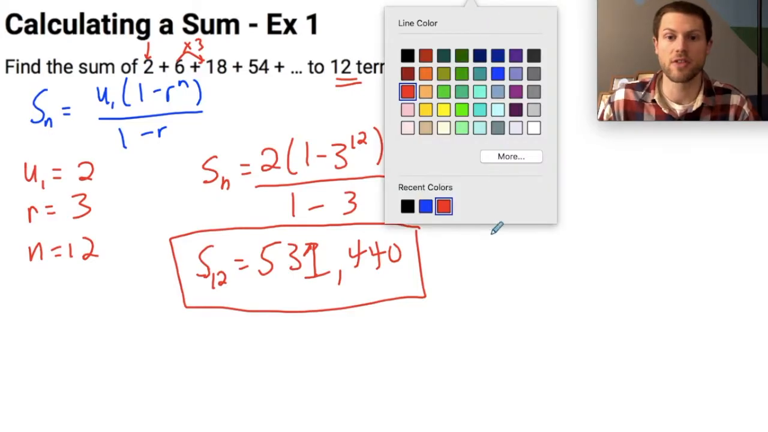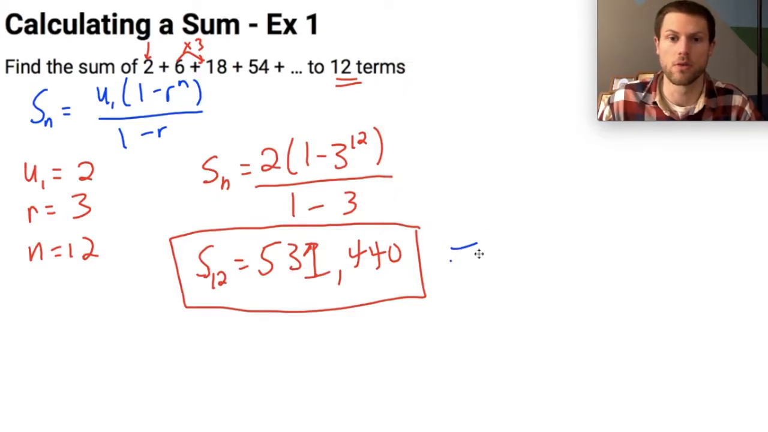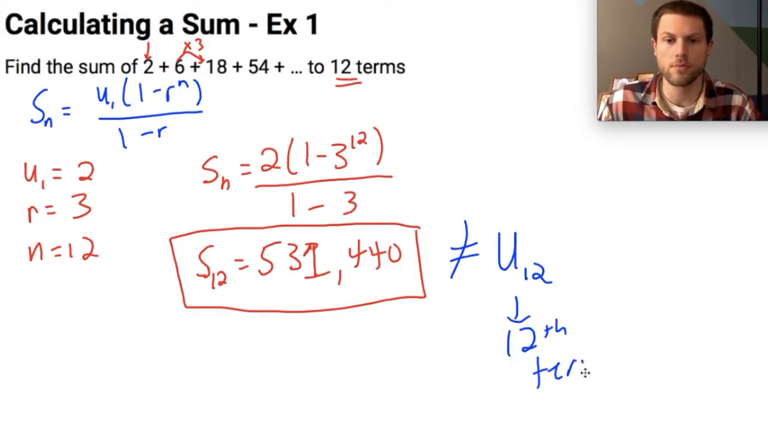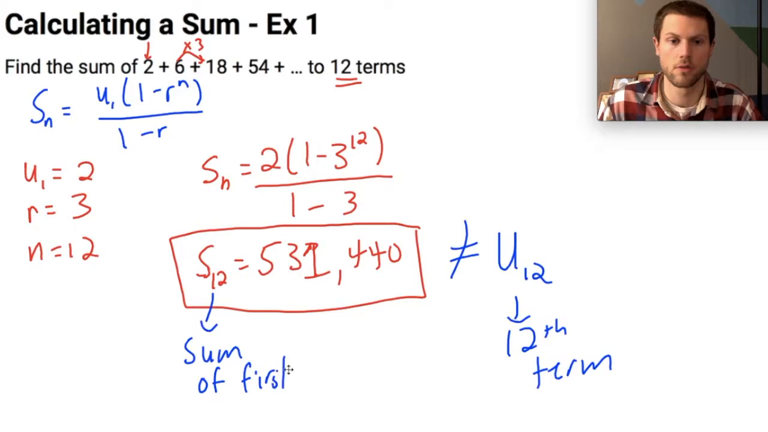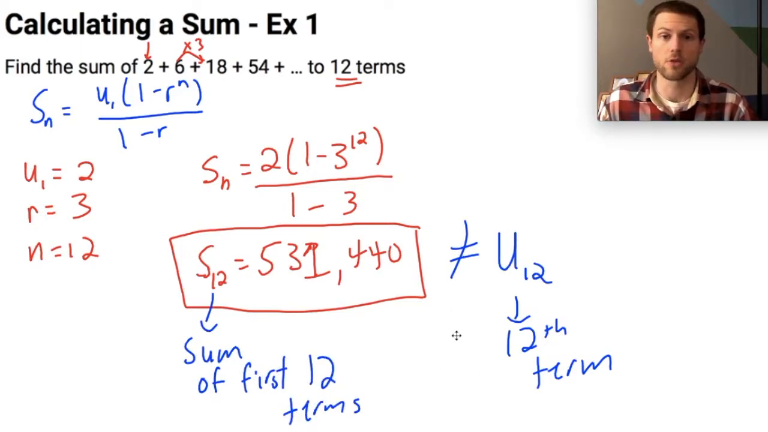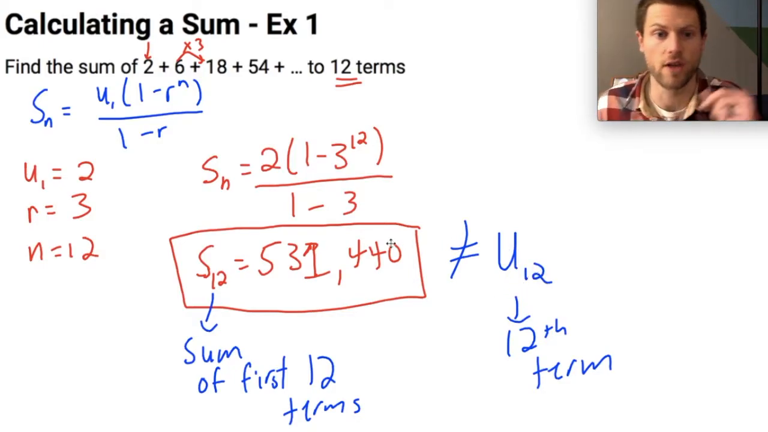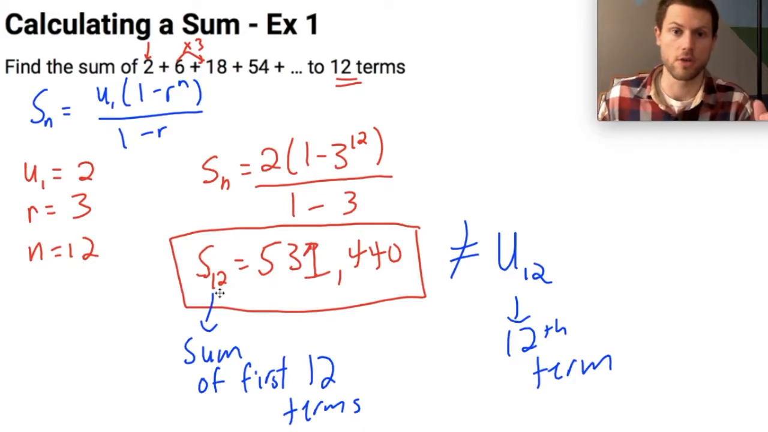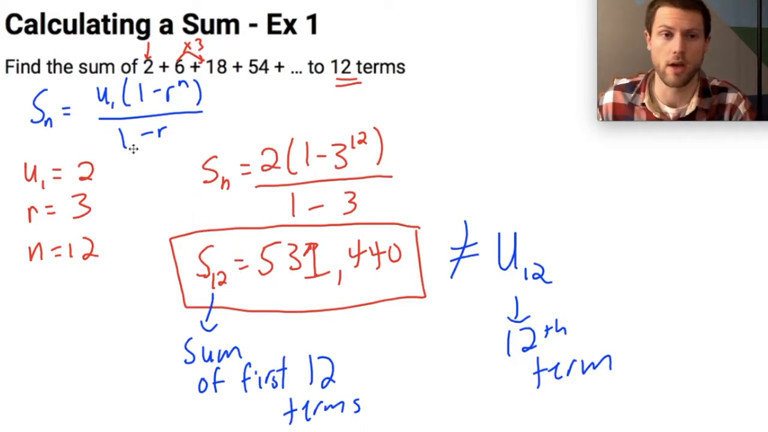Notice this is not equal to u sub 12. U sub 12 is the 12th term, where S sub 12 is the sum of the first 12 terms. So there is a difference. These are not the same thing, so don't get it twisted. Finding the 12th term is much different than finding the sum of the series after 12 terms. So I just want to make sure I highlight that.